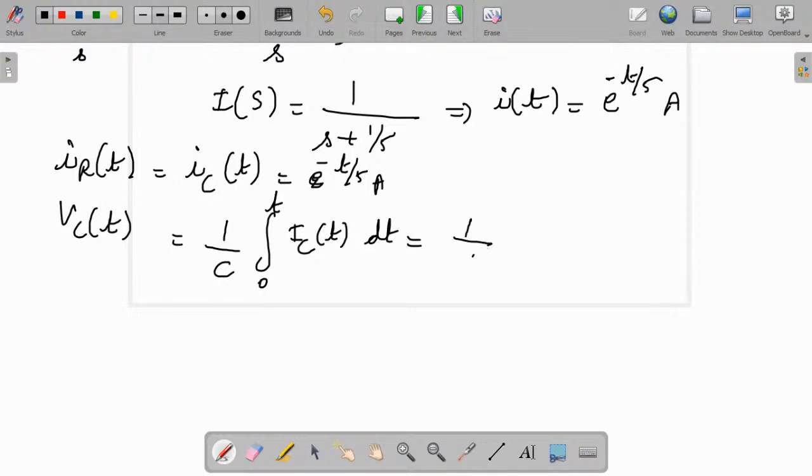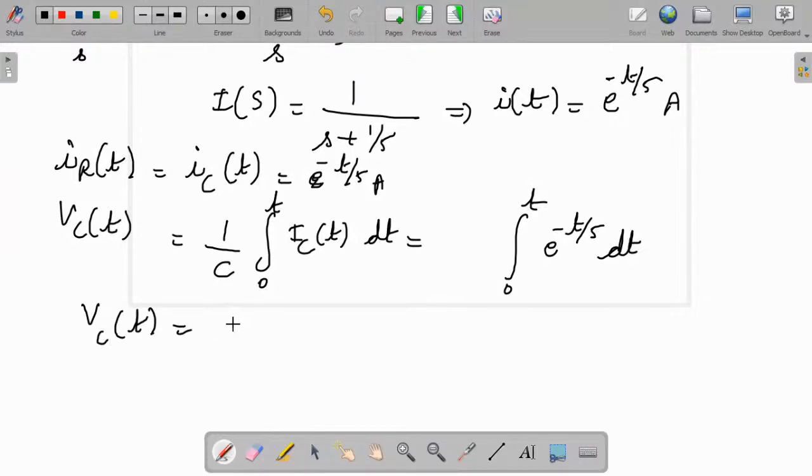Okay, so 1 by C integral 0 to t e power minus t by 5 dt. So integrate it. The capacitance value is 1, so we can neglect this, it's just 1 by 1. So Vc of t becomes minus 5 e power minus t by 5, right? If you integrate, e power minus t by 5 divided by 1 by 5 will come. So I have taken that to the numerator, from 0 to t.